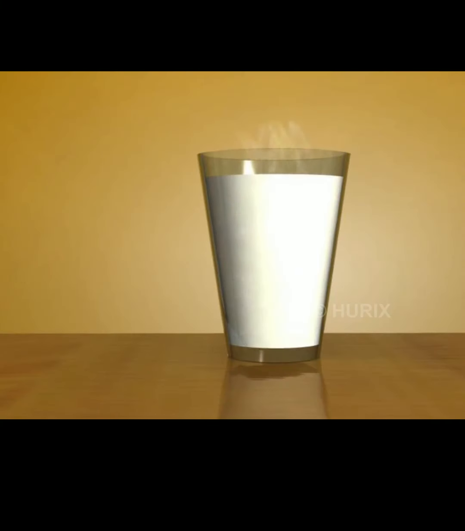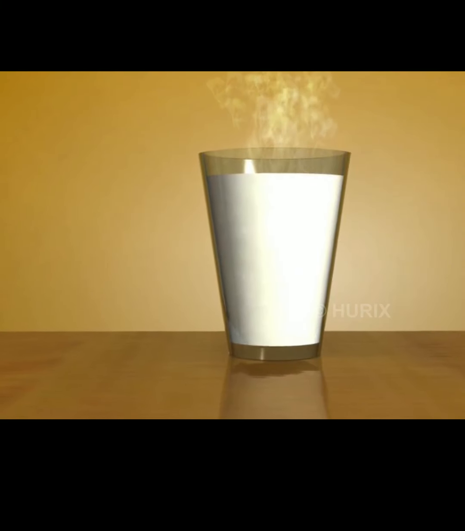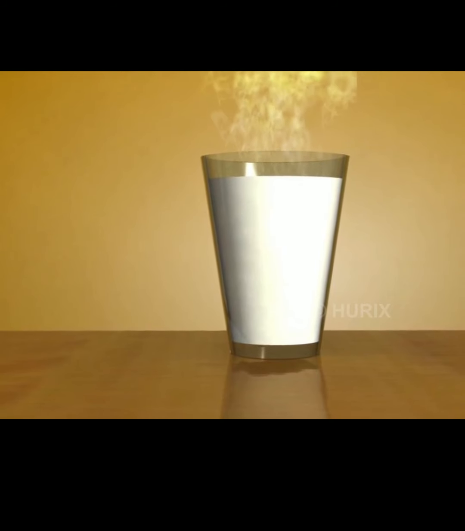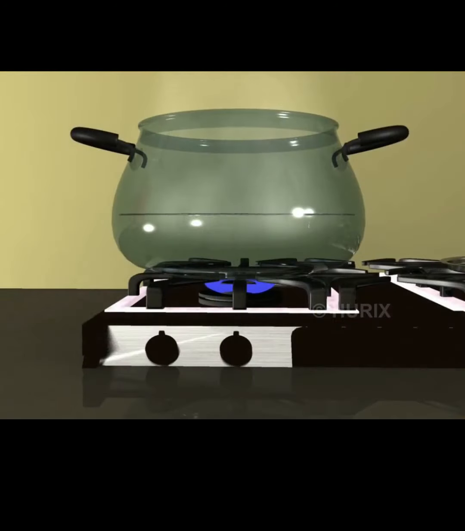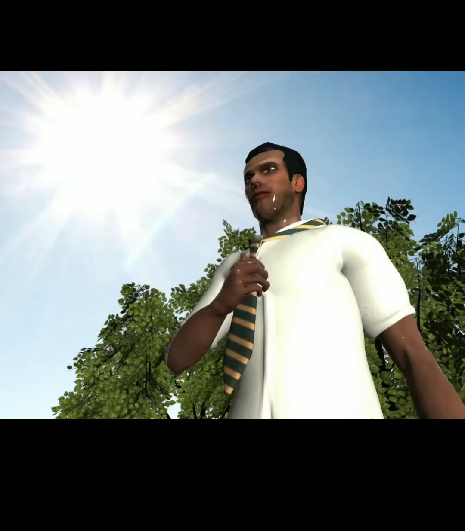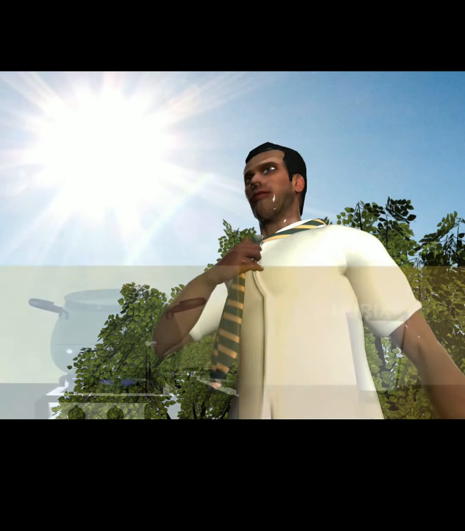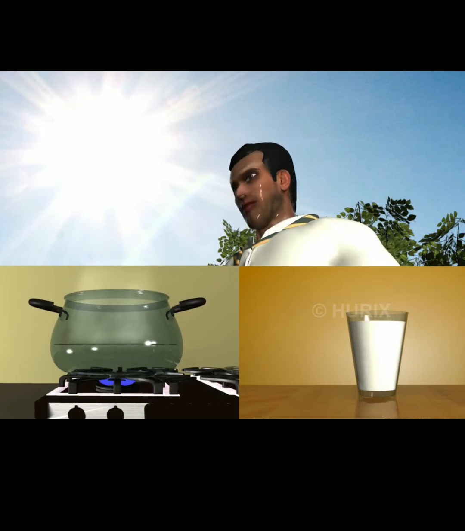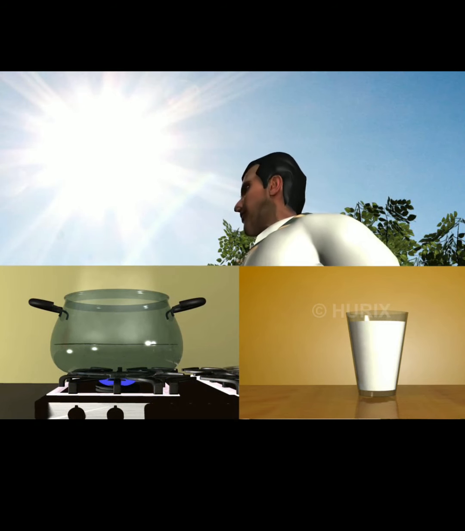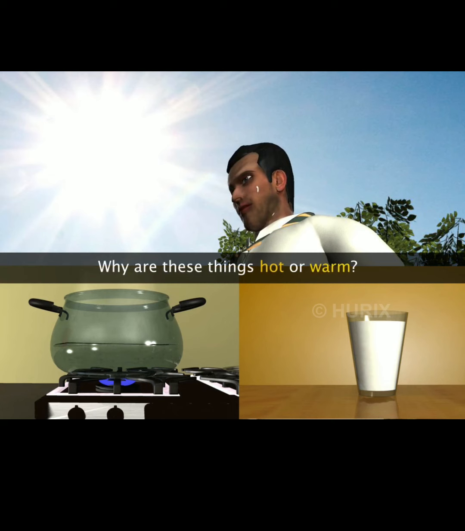Every day, you come across various objects like a glass filled with hot milk, the air above the pan of boiling water, the sun shining overhead. Some may feel very hot, while some warm. What makes these things hot or warm?